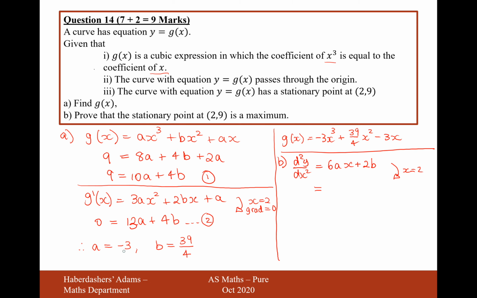So if a is minus 3, it's going to be 6 times minus 3 times 2. Let's do that on the calculator so we don't make a mistake. 6 times minus 3 times 2 is minus 36. And then plus 39 over 4 times 2, so that'd be 39 over 2. Let's do that on the calculator as well, so plus fraction button, 39 over 2 equals minus 33 over 2, which is a negative number, and when you get a second derivative being a negative value, you get a maximum point. So therefore, maximum point.